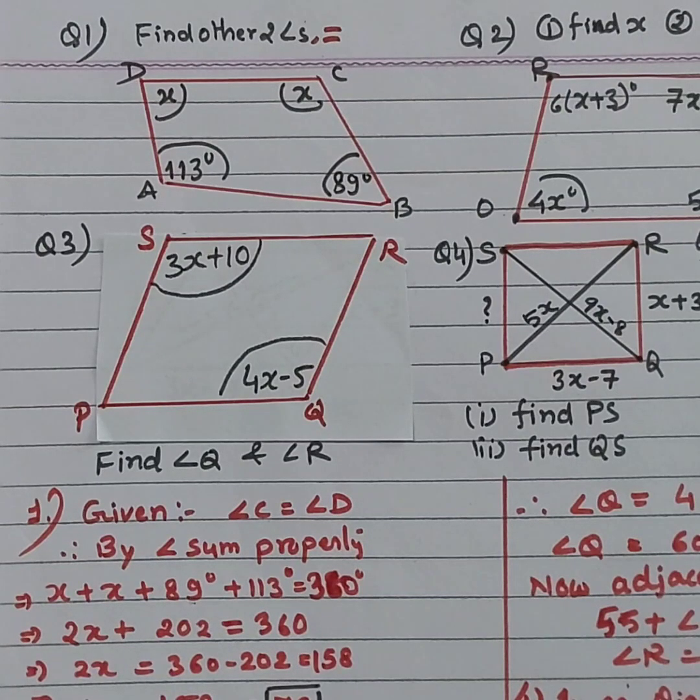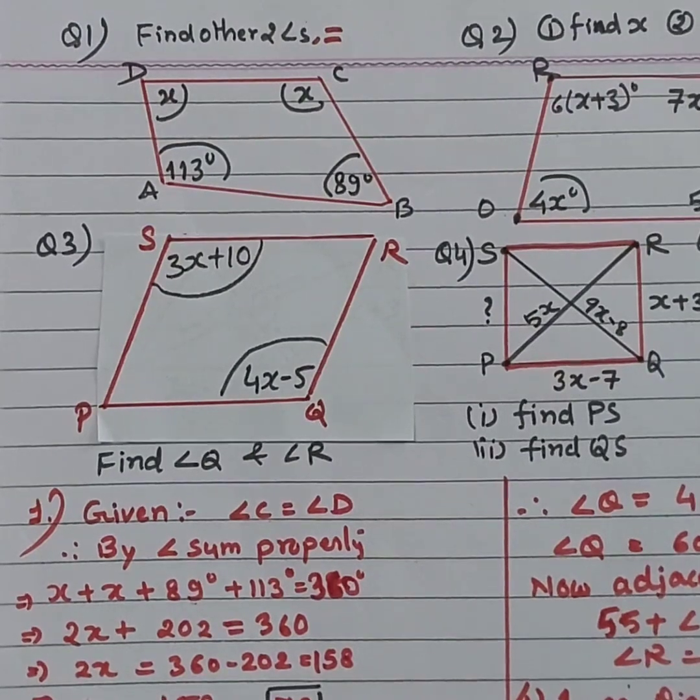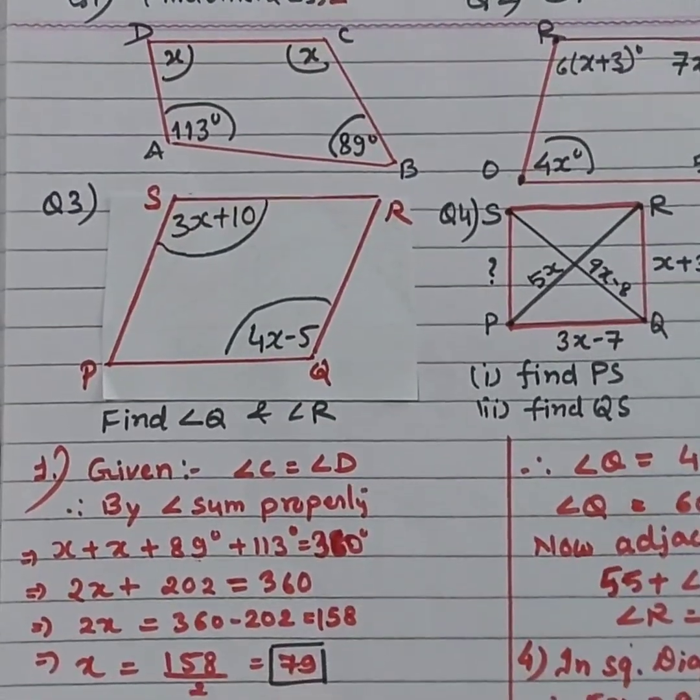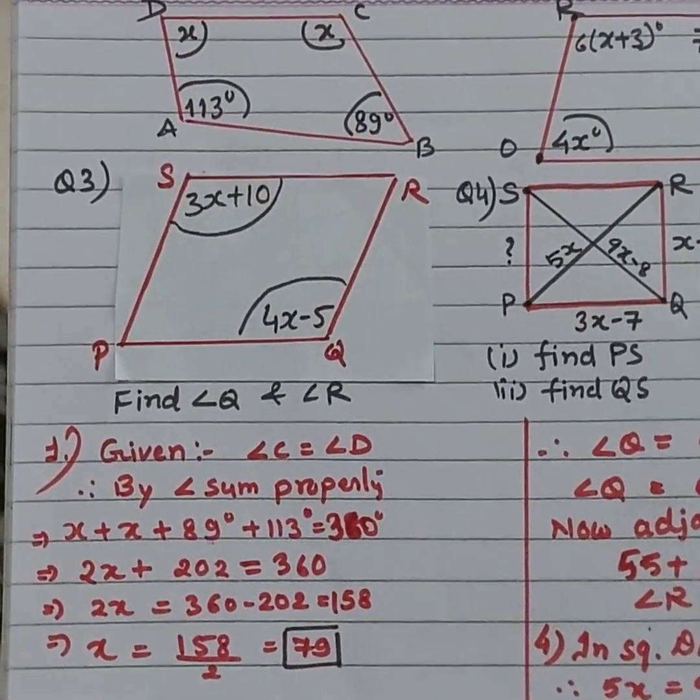Now you just check it. Is 79 plus 79 plus 89 plus 113 equal to 360 degrees or not? You can solve it, and if you solve it, you will get the answer. Right? You just see this. Okay.